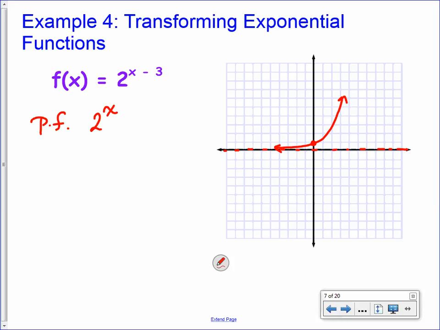Because the minus 3 is part of the exponent, you can think of that as being inside the function. So that's actually going to shift the graph right 3. So all we really have to do, and a lot of times you can use the point 0, 1, is just shift right 3. And then we're just going to draw that same basic shape. And the HA would not change for this one. Okay?